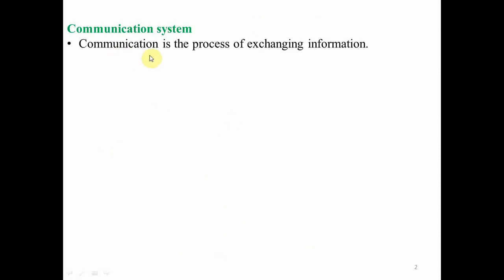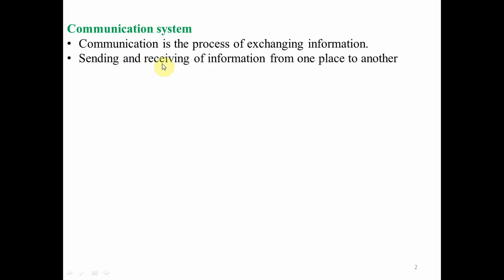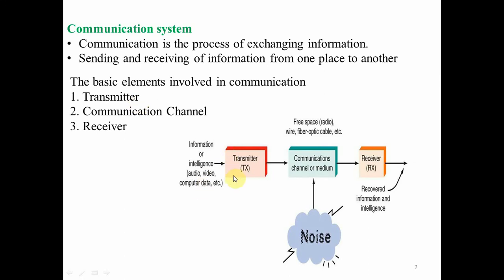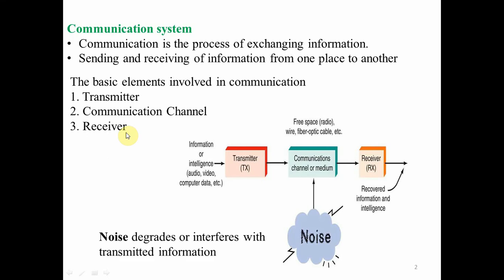Communication system. Communication is the process of exchanging information. It is the process of sending and receiving of information from one place to another. The basic elements involved in communication are: first one, transmitter. Transmitter transmits the data. Second part, the communication channel. It may be wire or fiber optic cable or maybe free space communication. The third part, receiver. These are the three parts of every communication system.